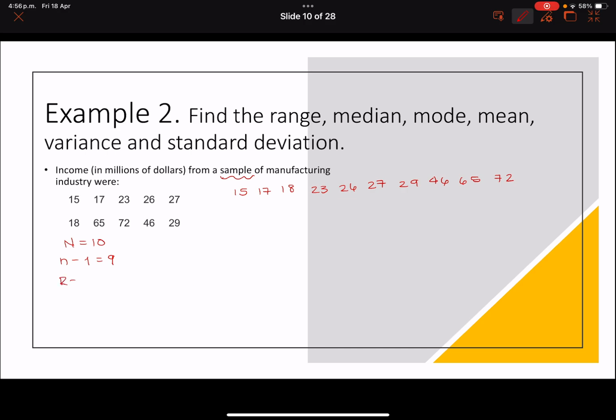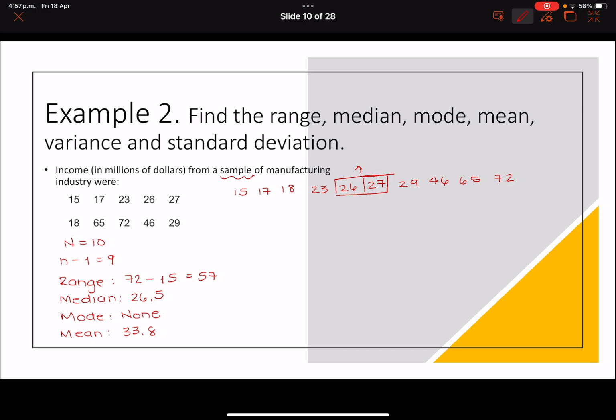The range is highest minus lowest. My highest income is 72 and my lowest is 15, which gives me a range of $57 million. The median is my midpoint. Because this is an even data set, my median is between the 5th and 6th values, so it's going to be the average between 26 and 27, which is 26.5. The mode: I have none because I do not have any repeated numbers. All of the numbers are unique. And the mean, I add them all and divide by 10, so I have $33.8 million.